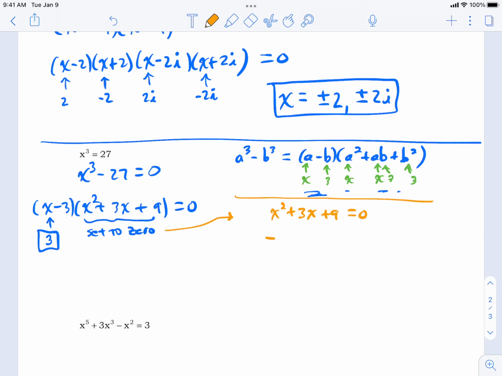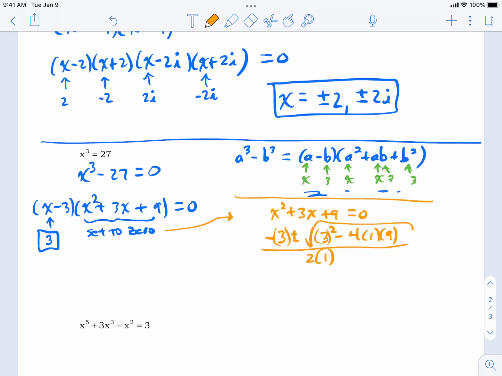Tell me if you recognize this. Negative 3 plus or minus the square root of (3 squared minus 4 times 1 times 9), all over 2 times 1. I should really use parentheses. Quadratic formula. It's a quadratic, right?